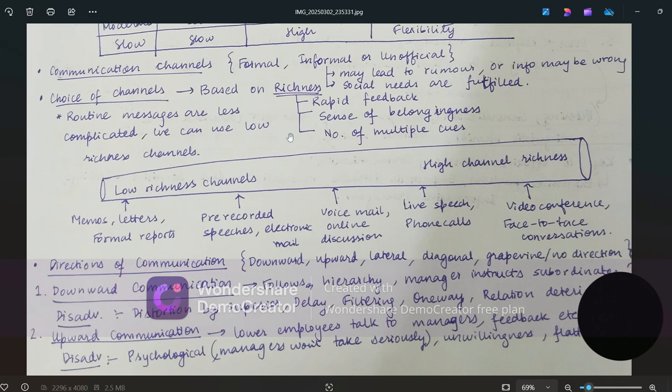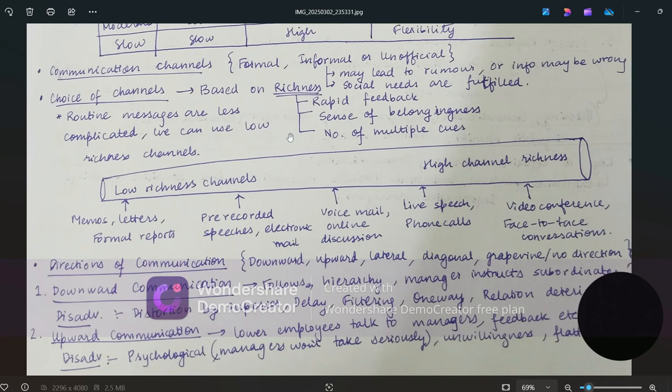Now, routine messages are less complicated, so we can use a low richness channel for them as we do not need to modify them much. Low richness channels contain memos, letters, formal reports, pre-recorded speeches, electronic mail. After that, voicemail, online discussion. After that, live speeches and phone calls. This is in the increasing order of richness, and the highest richness channels are video conference and face-to-face conversation.